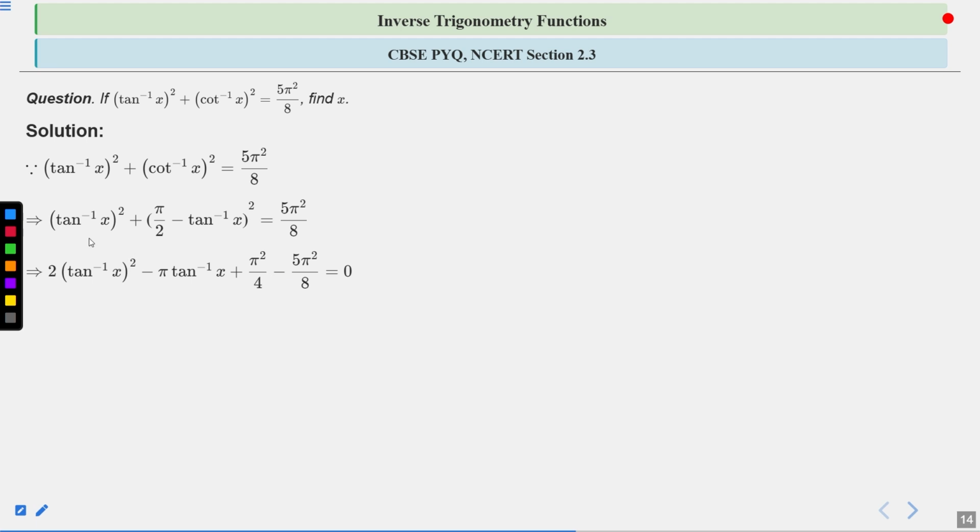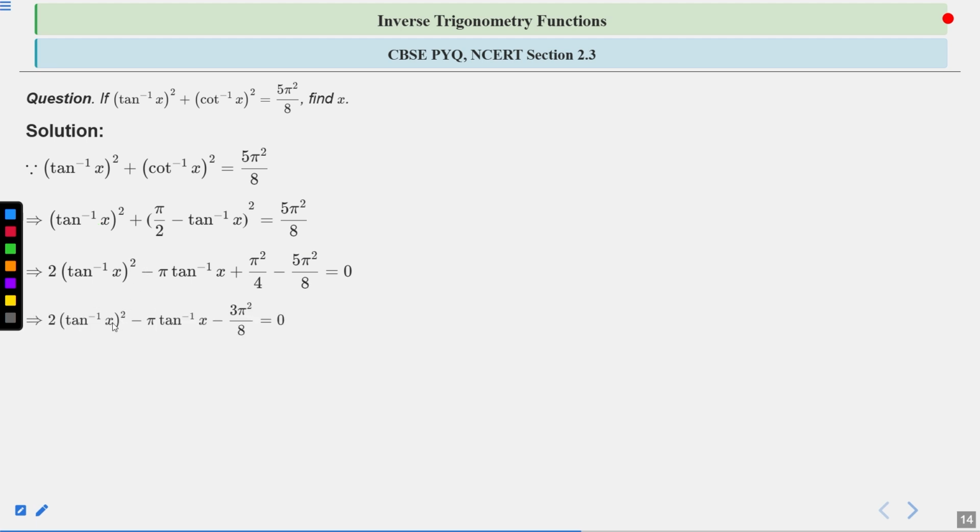After simplifying and solving this expression, got it? See, (tan inverse x)^2 is this one, and (tan inverse x)^2 will come with this one, right? Therefore, it is 2(tan inverse x)^2. Clear? And minus of 2ab, minus of 2 into pi by 2 into tan inverse x. Therefore, 2 and 2 will cancel out, and it will give minus pi tan inverse x. And also (pi by 2)^2 is basically pi square by 4. And this 5 pi square by 8, which is in the right hand side, we have moved it to the left hand side, right?